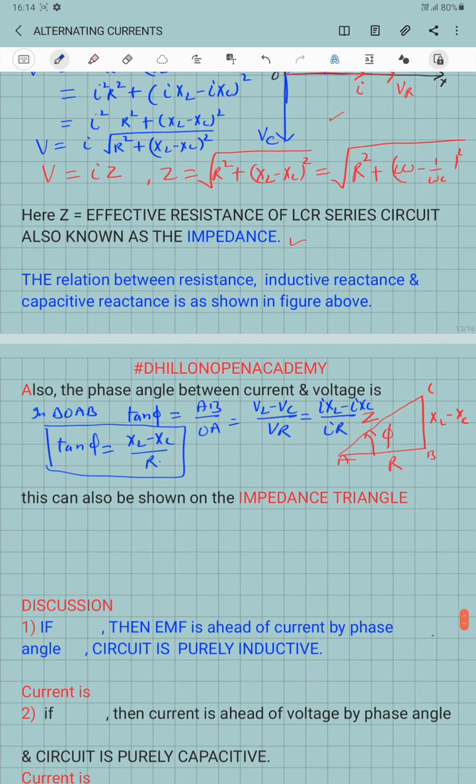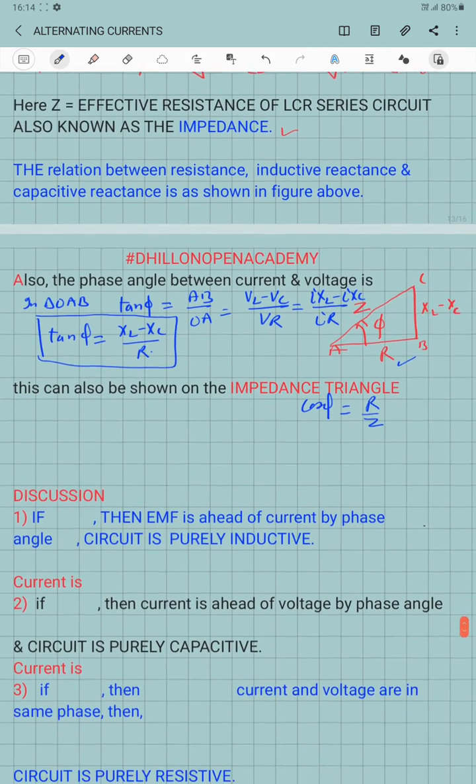We have already shown this in the impedance triangle. This is the impedance triangle. In this impedance triangle, if you want to find the value of cos phi, it will be equal to R by Z. Now, discussion of the result.